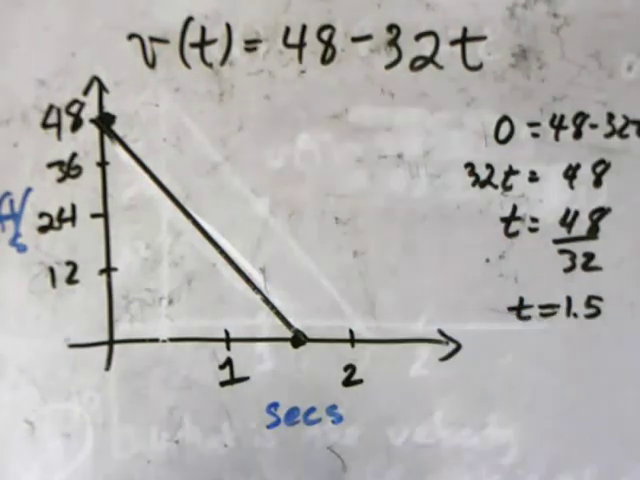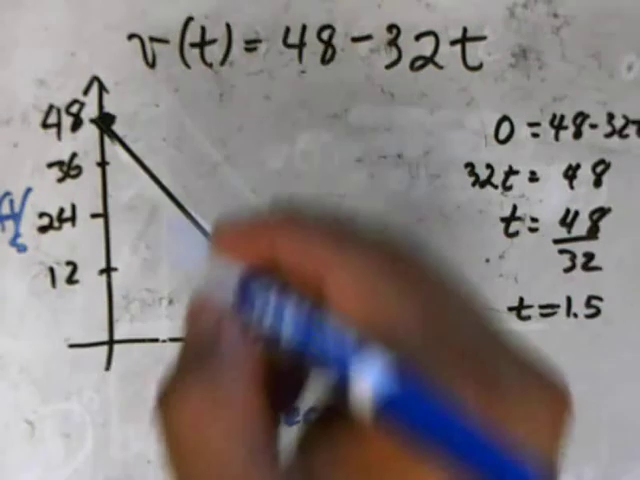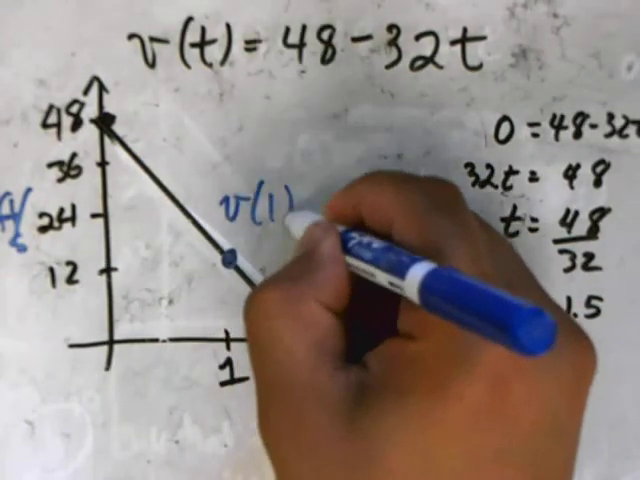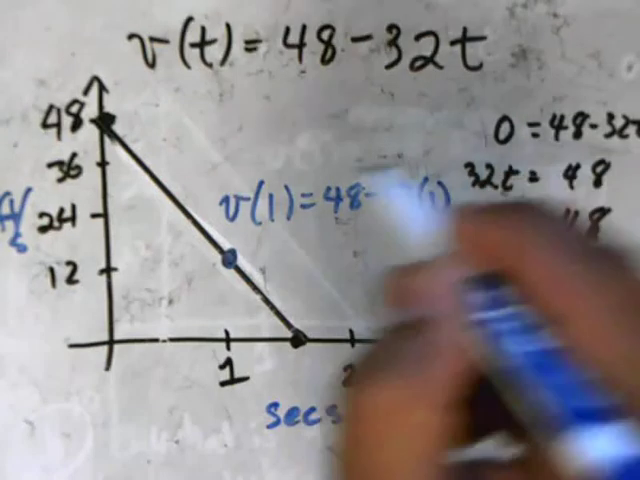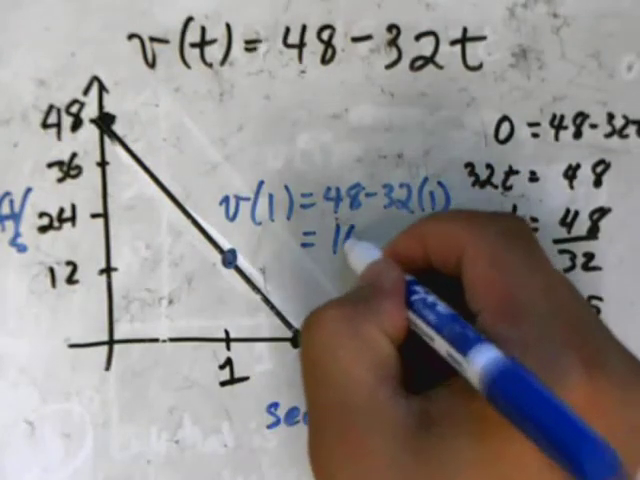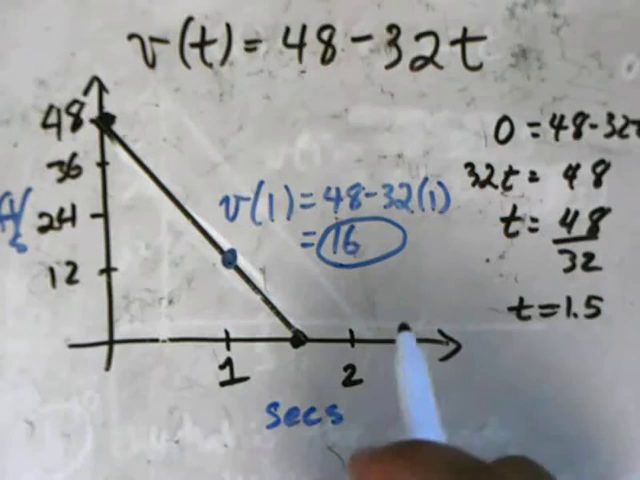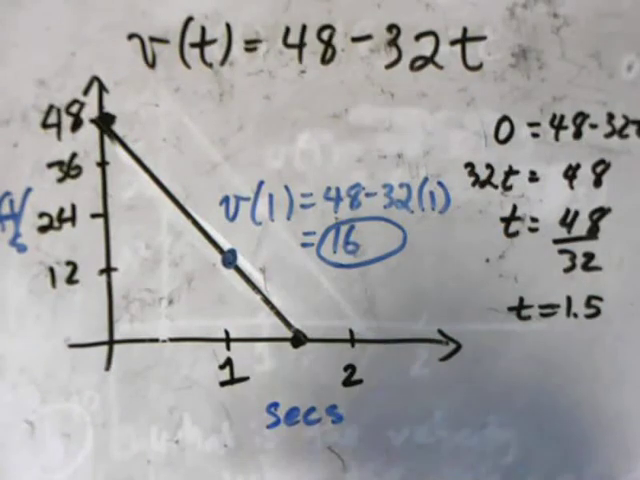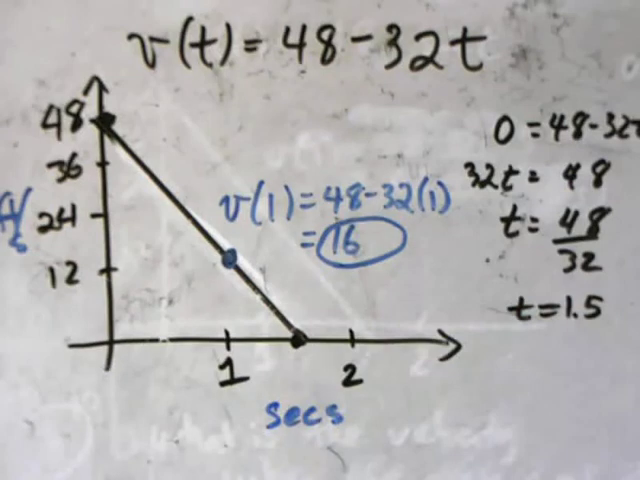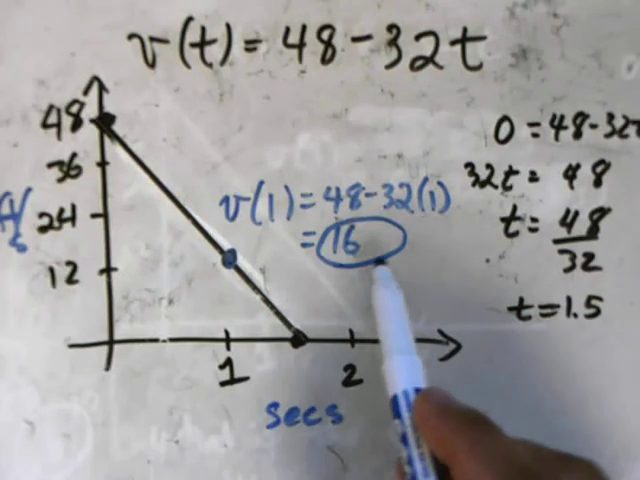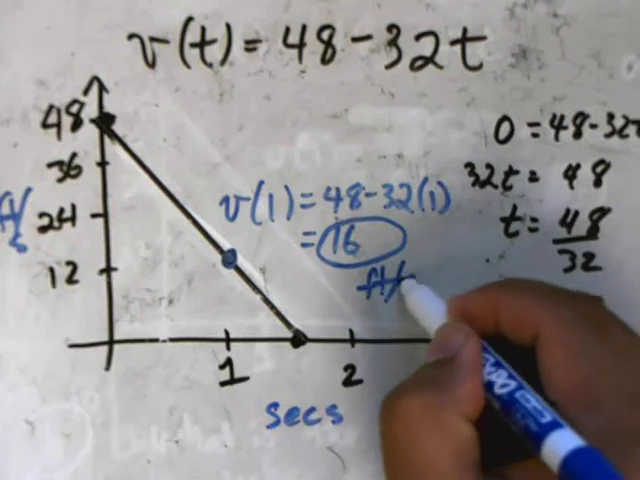And let's say at 1 second, this is the point on the curve. This is v of 1, which is 48 minus 32 times 1, which comes out to 16. Okay? Now this 16 here does not tell you the height. It tells you how fast the rock is moving. So it does not tell you the height, the position. This 16 here means that it's moving at 16 feet per second.